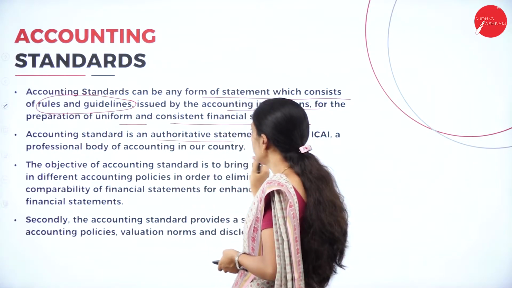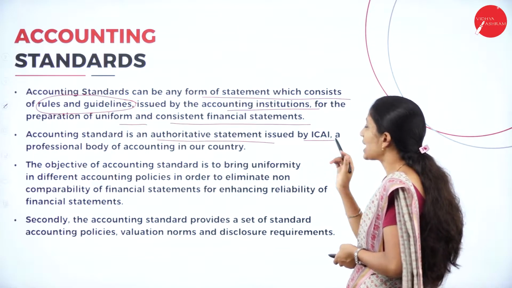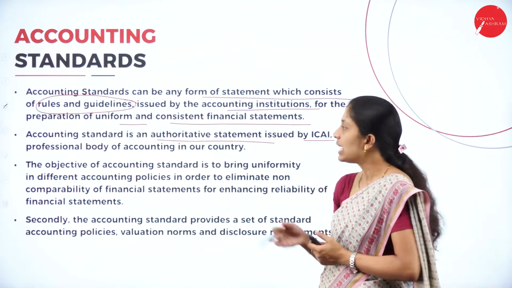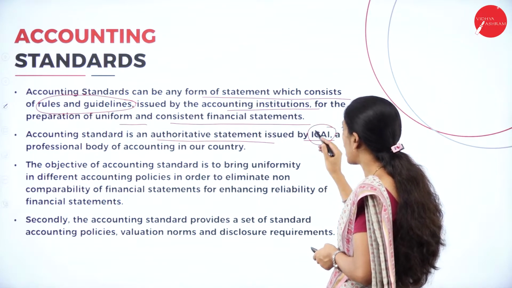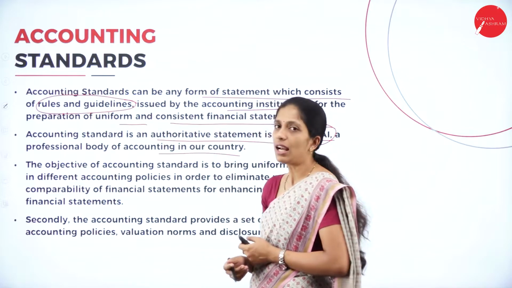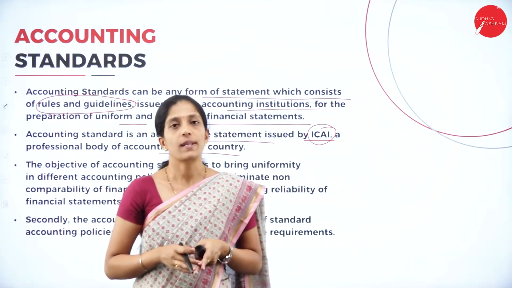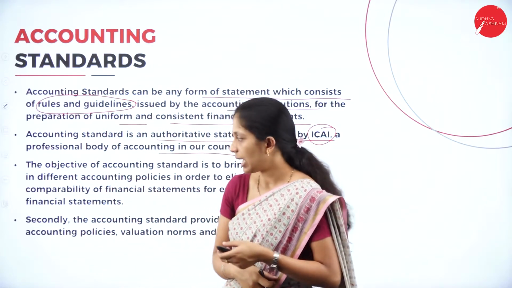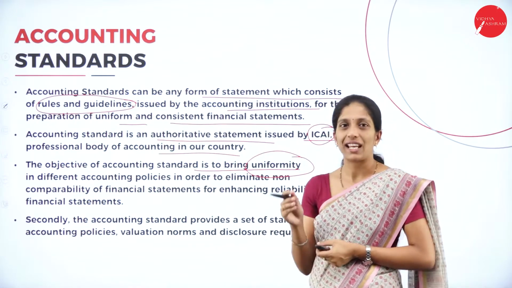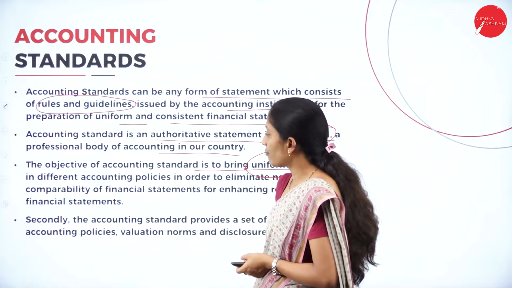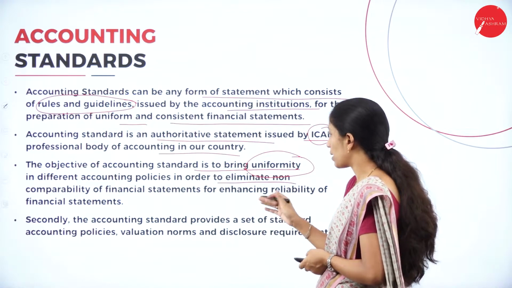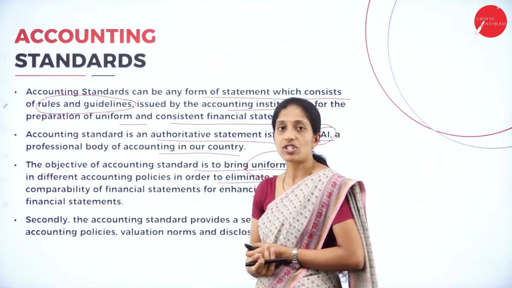An accounting standard is an authoritative statement issued by ICAI, that is the Institute of Chartered Accountants of India, a professional body of accounting in the country. So here, the accounting standard is issued by whom? ICAI. The objective of accounting standards is to bring uniformity. As I have already told you, the main intention is to bring uniformity in different accounting policies in order to eliminate non-comparability of financial statements and enhance their reliability.